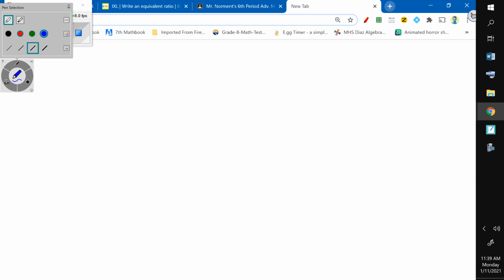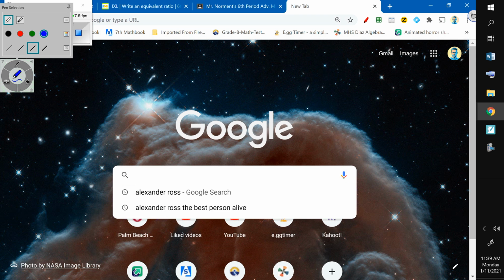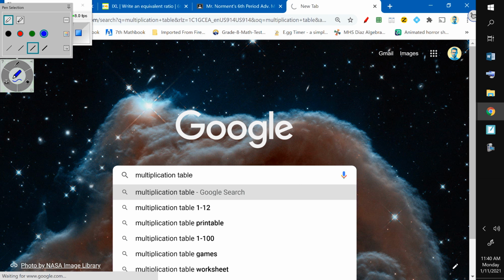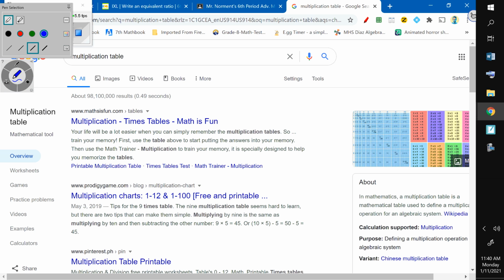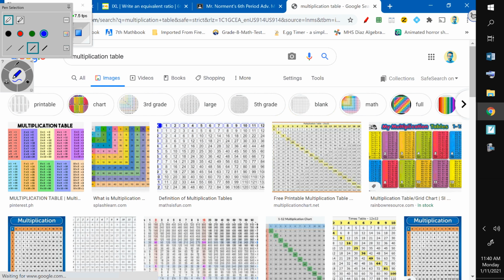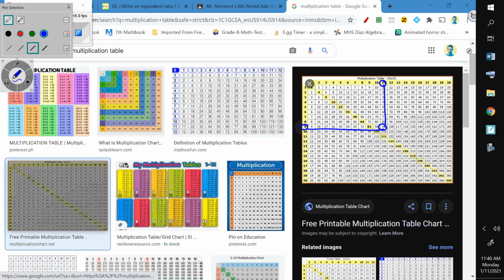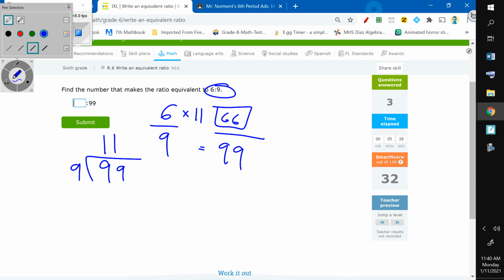Here's an example of a multiplication table. So here's 9, here's 99, and so how do you get 9 and 99? You take 11. 9 times 11 is 99. So that's how you can use a multiplication table to help you. So the answer is 66.